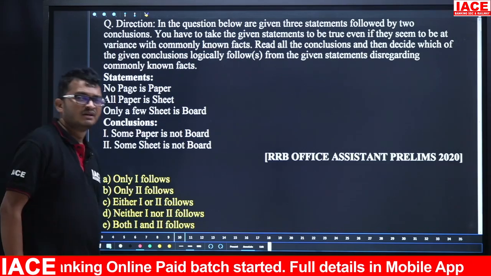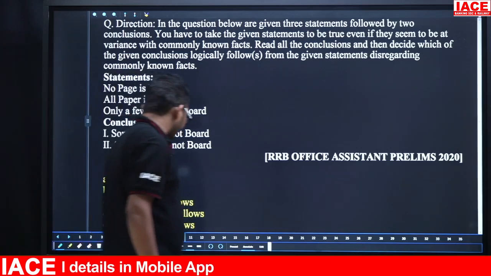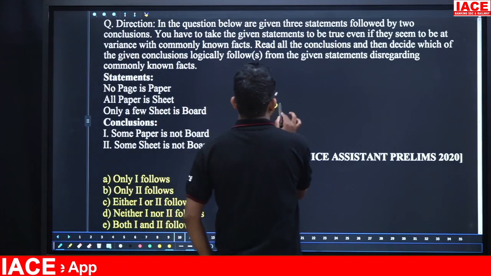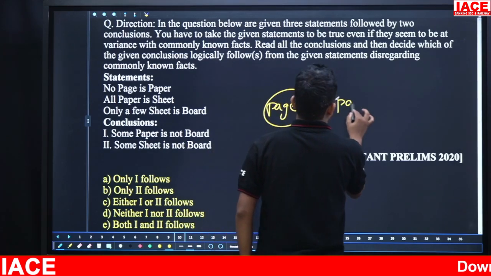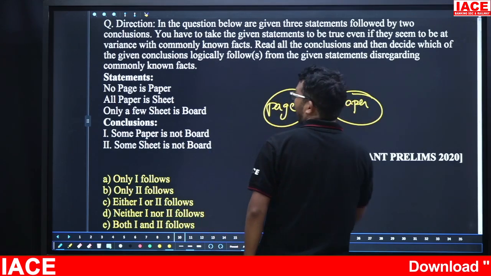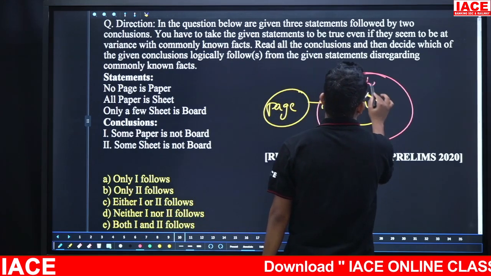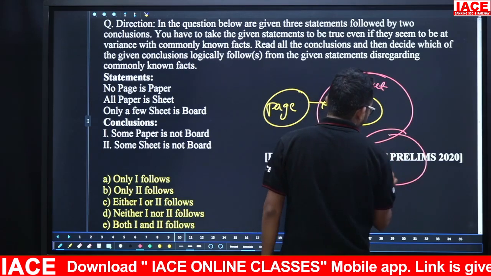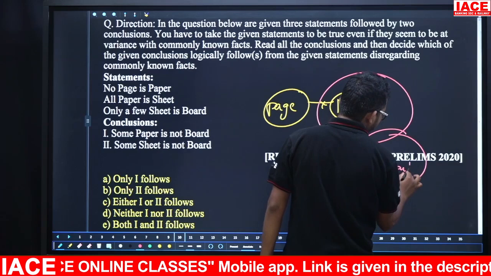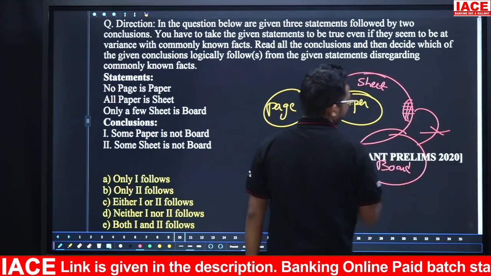Yes, time up. Okay friends, take here question. The given statements are: no page is a paper, all paper is a sheet, and only few sheet is a board. Some part of sheet is a board, and at the same time, some part of sheet is not a board. So these are the given statements.